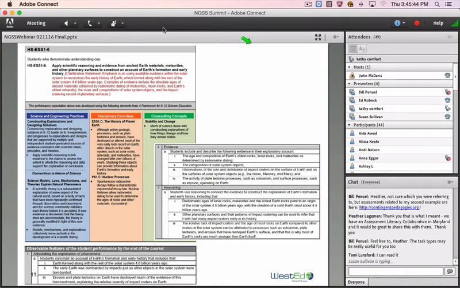So these are the evidence statements. This is the performance expectation, and through the course of administering this task, the teacher and students are actually getting at the full intent of this performance expectation.